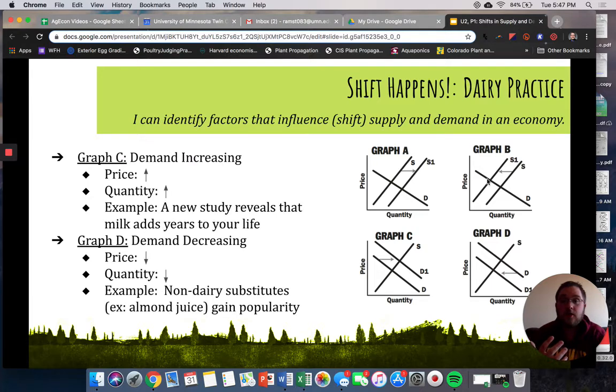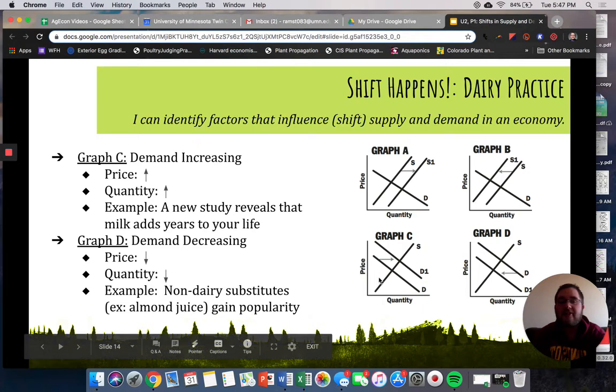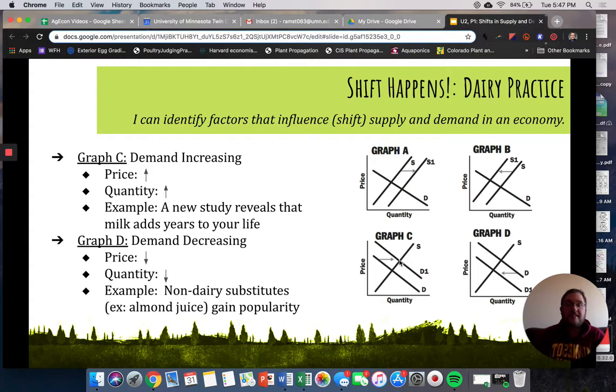Okay, going to graph C and D. Graph C illustrates demand increasing. So when that happens, our price goes up and our quantity goes up. Because there is a demand increase, people want that product, therefore there's going to be more demand for it, and therefore it's going to become more valuable in terms of money value.